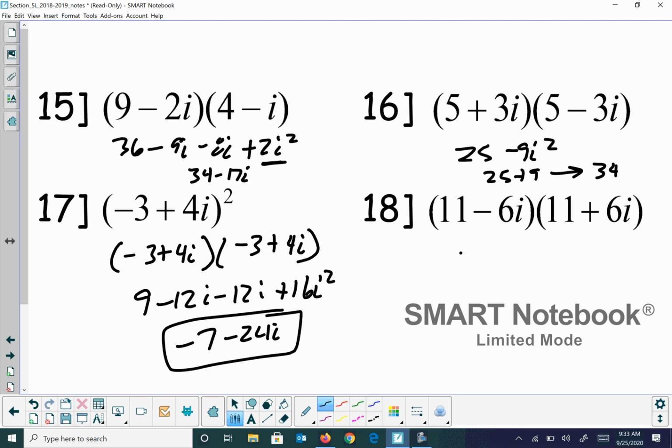These are conjugates, so I'm going to get 121 minus 36i squared. So that's going to be 121 plus 36, because this becomes a negative 1. And so that's going to give me 157.